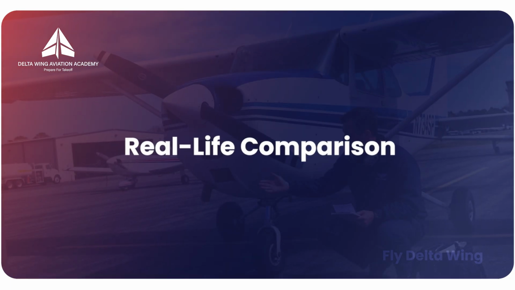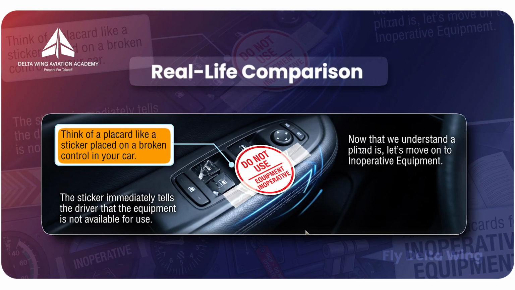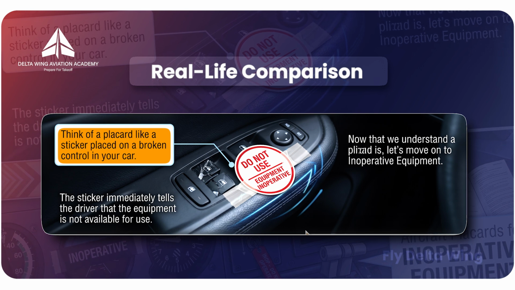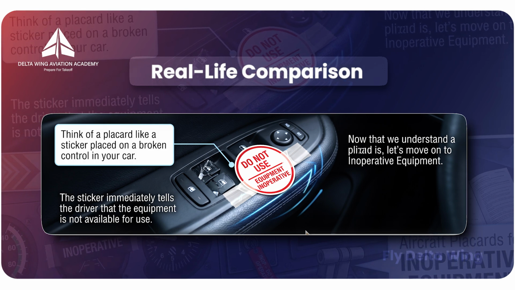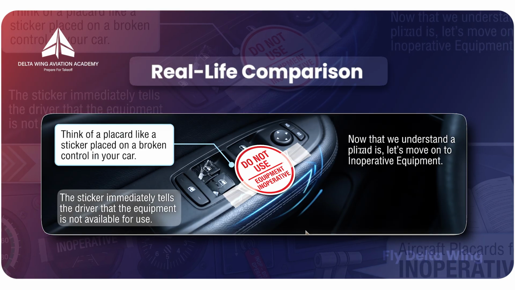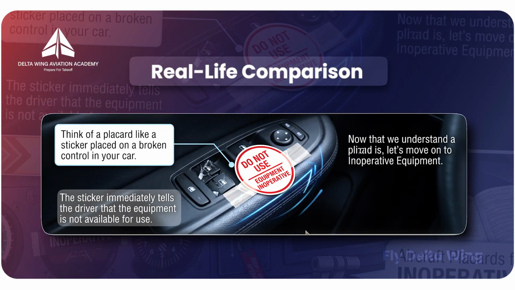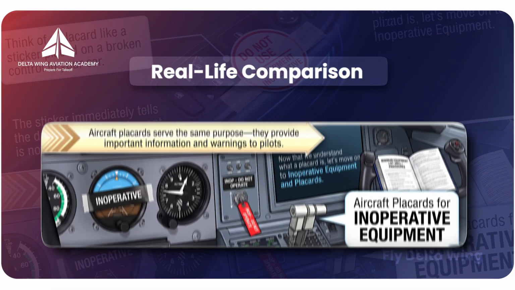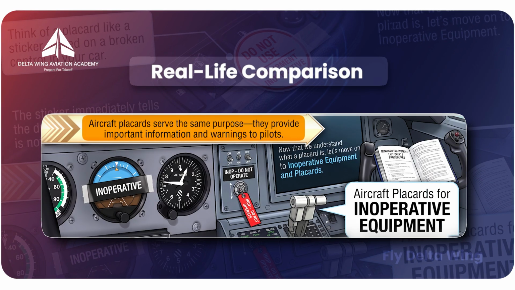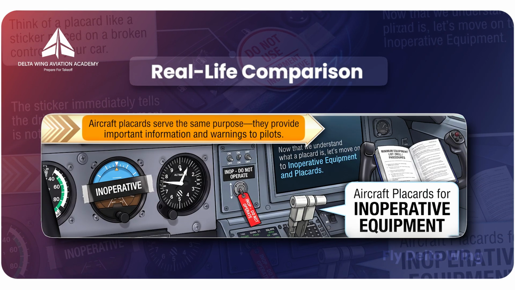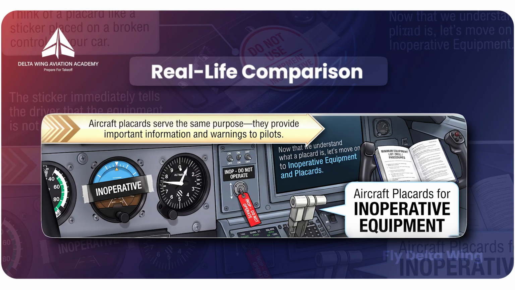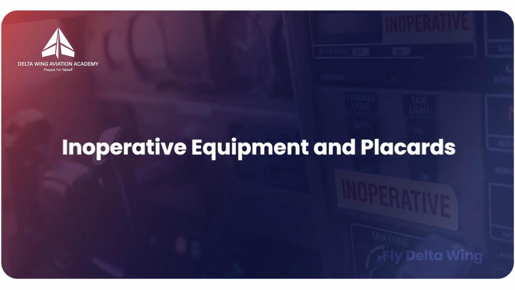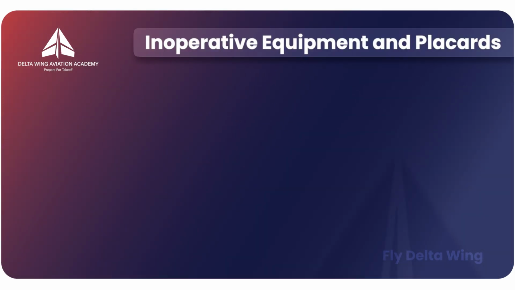Real life comparison. Think of a placard like a sticker placed on a broken control in your car that says "Do not use." The sticker immediately tells the driver that the equipment is not available for use. Aircraft placards serve the same purpose. They provide important information and warnings to pilots. Now that we understand what a placard is, let's move on to inoperative equipment and placards.